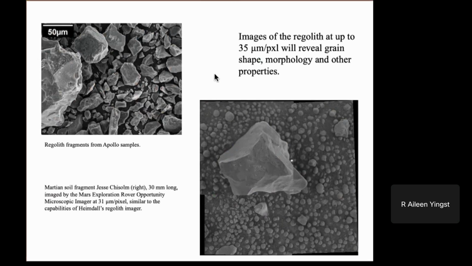We have a regolith imager. The idea here, and again, the regolith imager is mounted on an arm so that we can get close to the surface. The regolith imager will image at about 30 microns per pixel. So we won't get the absolute finest fraction of regolith, but we will get a good fraction of the regolith. And the reason I have a Mars picture here on the right, this is a fragment that's about 30 millimeters long axis. And this is pretty much the resolution that we will achieve, ideally, using the Heimdall regolith imager. Next slide.